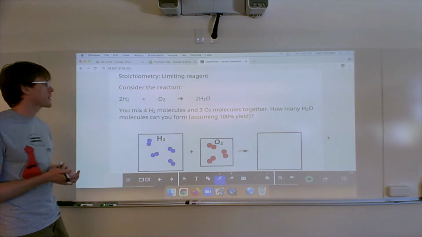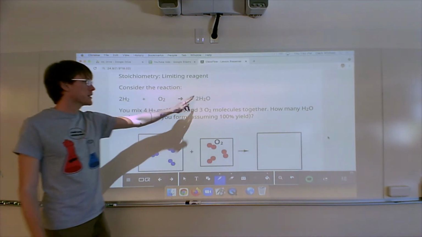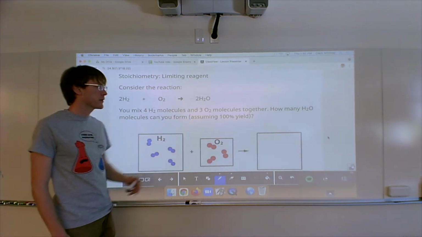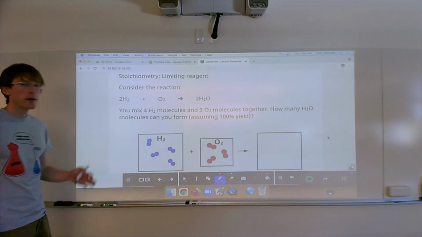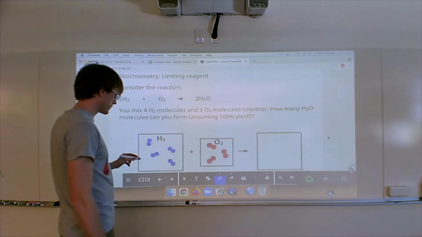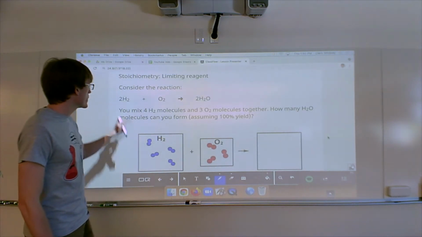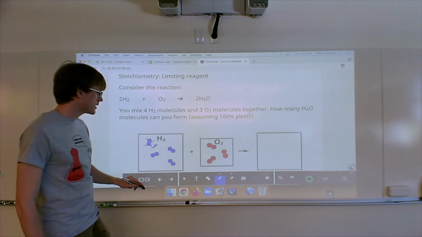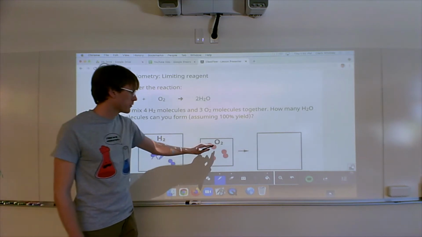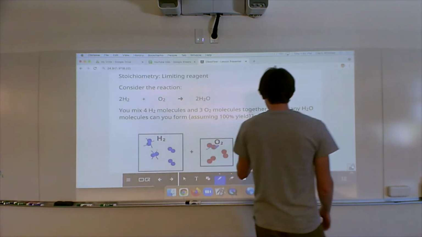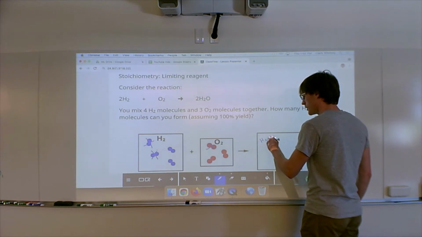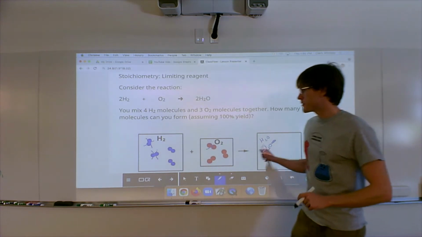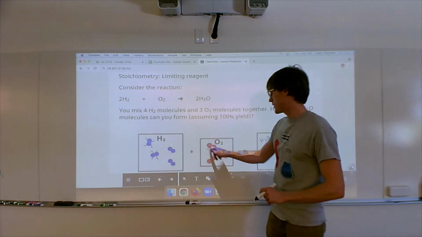So let's consider this reaction. 2 hydrogens plus oxygen gives you 2 waters. If you mix 4 hydrogen molecules and 3 oxygen molecules together, how many H2O can you form, assuming that you get a 100% yield? Well, I know that every 2 hydrogens reacts with 1 O2. So if I have this hydrogen and this hydrogen molecule, they'll react with this oxygen, and I'm going to get H2O. I'll get another H2O. And I've used 4 hydrogens, and I've used 2 oxygens.